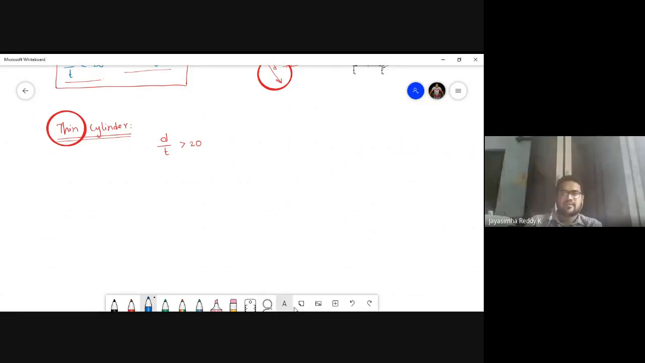Okay, let us talk about this thin cylinder, students, and then we'll go into thick cylinders. Let us consider a cylinder like this, and let us assume there is a flow inside. Because of this flow there will be some pressure on the walls of the cylinder.